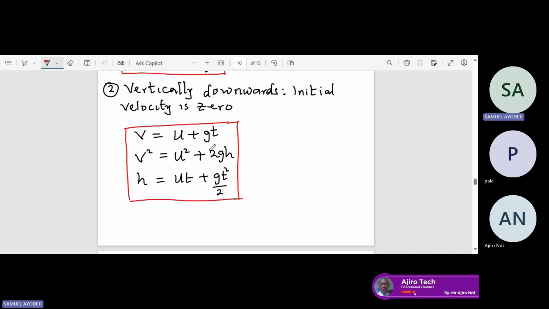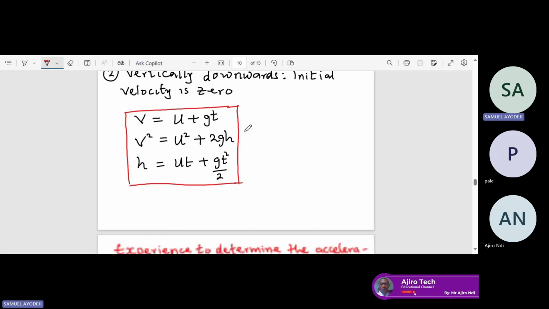So the formula becomes plus. So that's different. When it's vertically down, and an object is coming down, the initial velocity is usually zero. That is equal to zero.